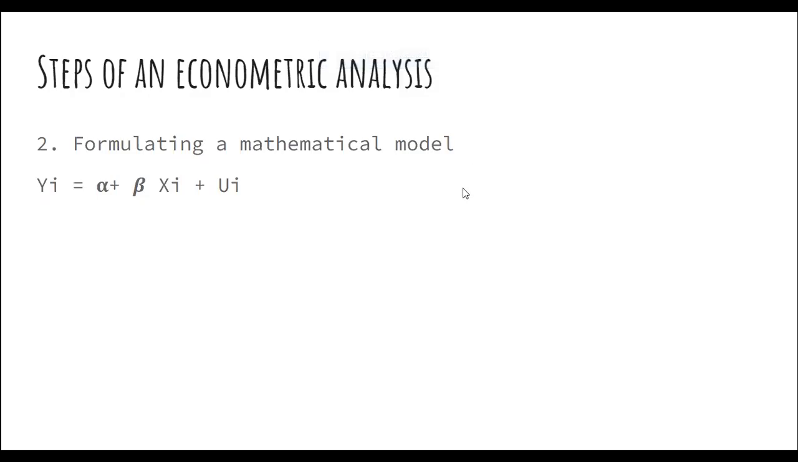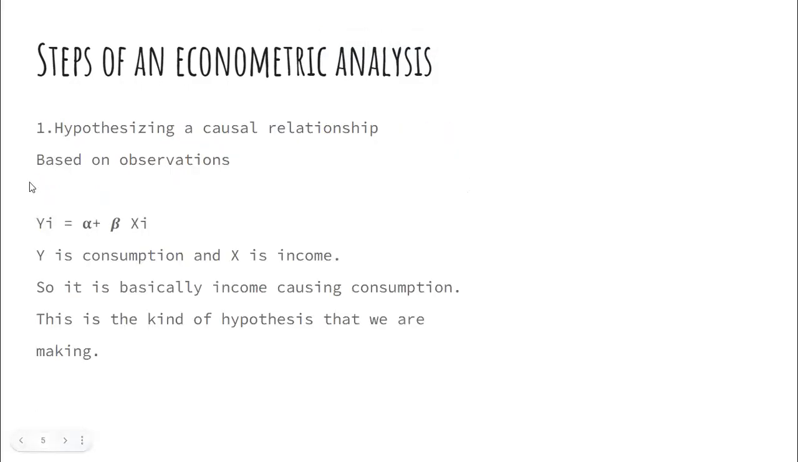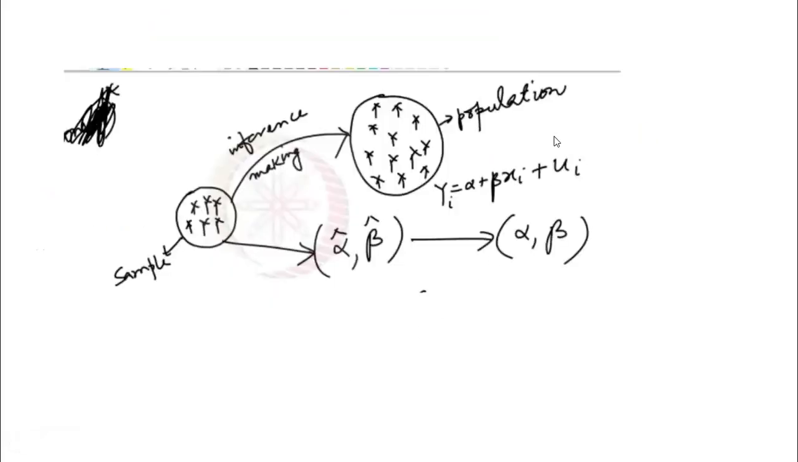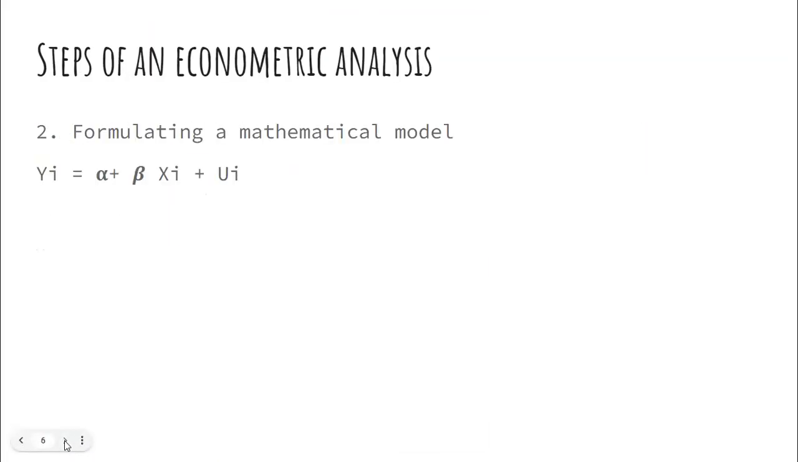Now my second step would be formulating a mathematical model. So we had already discussed this, that once we have hypothesized the relationship, we will create a mathematical model, right? And I had discussed this in my previous video about ui. So eventually first we create a mathematical model and then we add this ui element, which I had discussed in my previous video. So second step would be formulating a mathematical model.